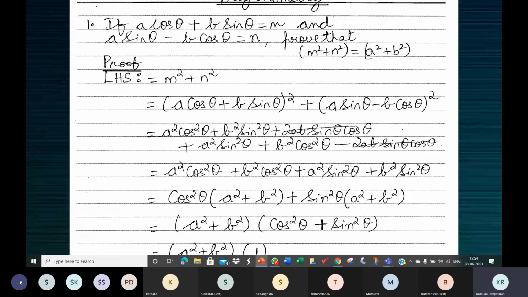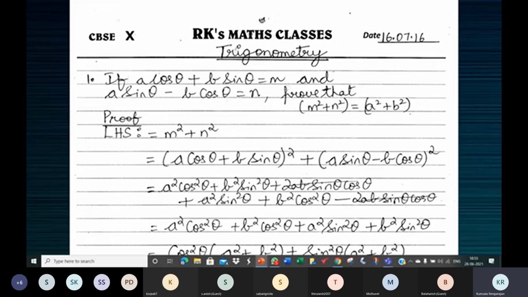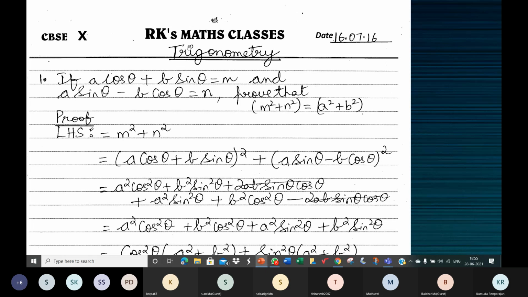So let's get started with the solution. Take up the LHS, M square plus N square. Substitute the expression for M. Substitute the expression for N. Square it. And how do you square it? This is like x plus y the whole square. And this is like x minus y. I won't say x minus y, say some p minus q the whole square.